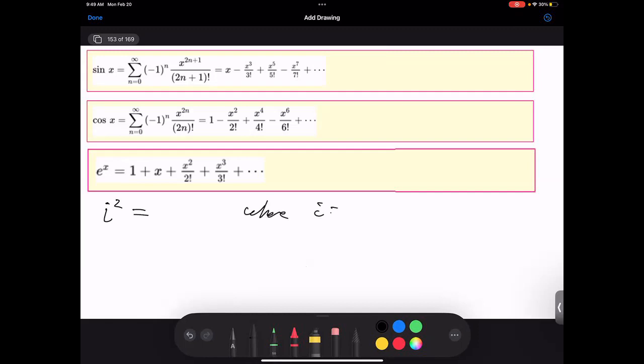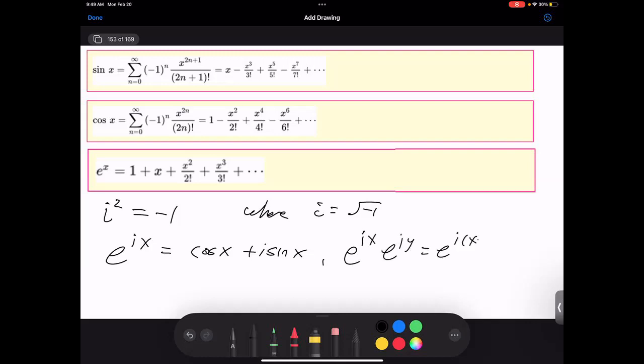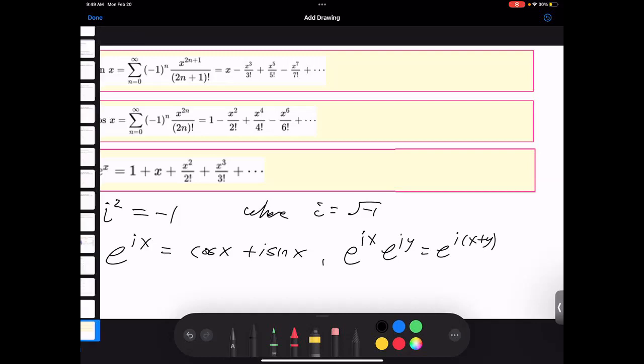So i is the square root of -1. What's i squared? -1. So it turns out e to the ix is cosine x plus i sine x. This is one of the most useful identities in all of mathematics. You can prove all of your trig identities in less than 5 minutes once you know this. You need to know this, and you need to know e to the ix times e to the iy is e to the i(x plus y). So later in the semester, I'll show you how to prove double angle, angle addition, half angle formulas. All of this follows immediately from this.